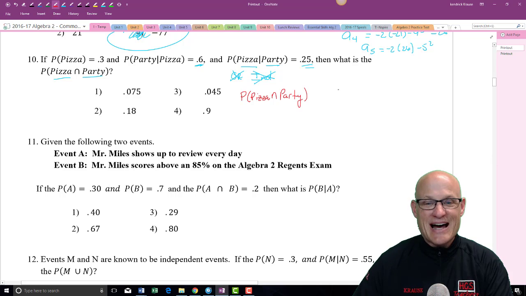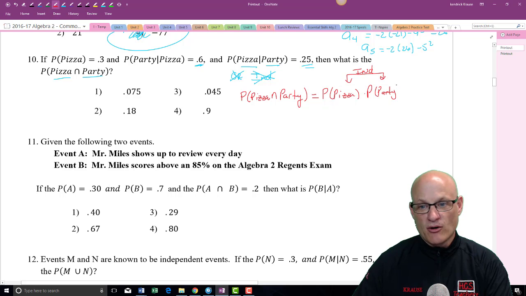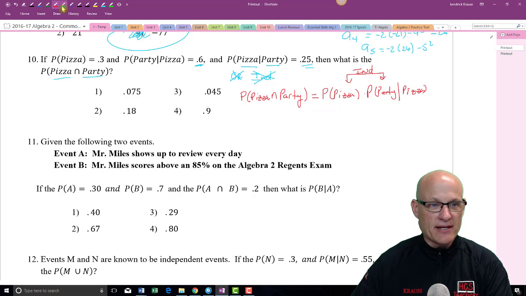Now, because they're not independent, I got to assume they are dependent. So I use this formula. Probability of pizza and party is equal to the probability of pizza times the probability of party. Now, wait a second. That's the independent formula. That's independent. So what you do is you keep going. Given pizza, you add the little extra to make it the dependent formula.